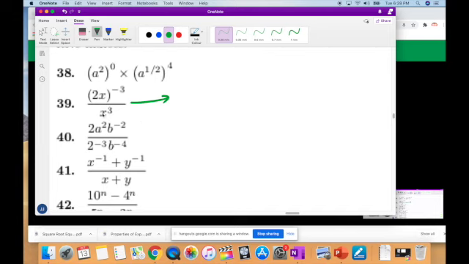So we have this one here. Over x to the 3 over x cubed. Now remember, when you have a bracket, this x is to the power of 1. But guess what? This 2 is also to the power of 1.